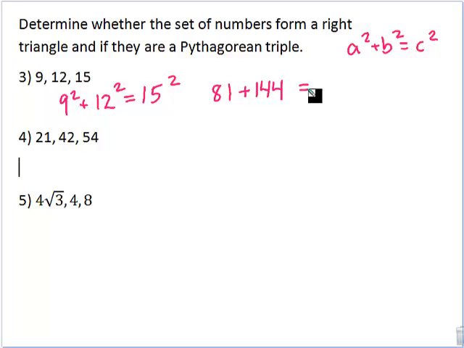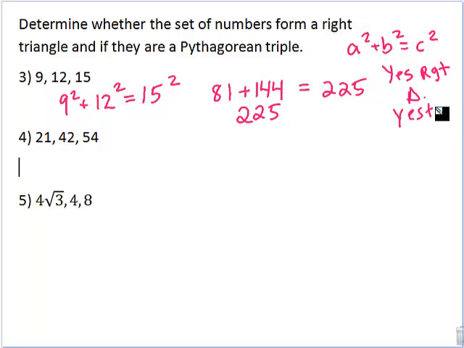I just didn't hear you. 225, okay. And then what's 15 squared? 225. So are those equal to each other? Yep. So yes, this is a right triangle. And is it a triple? So are the 3 numbers whole numbers? Yep. So yes, it is a triple.